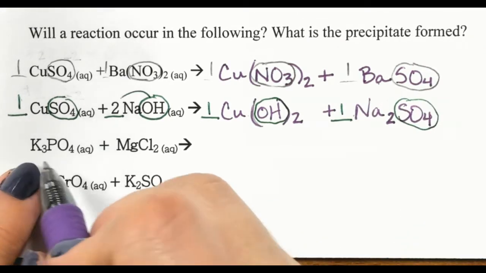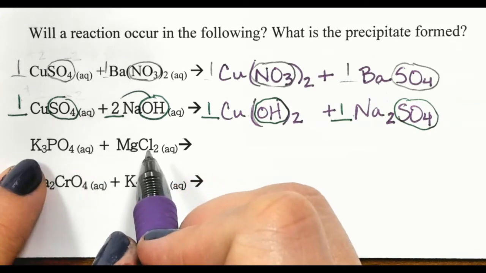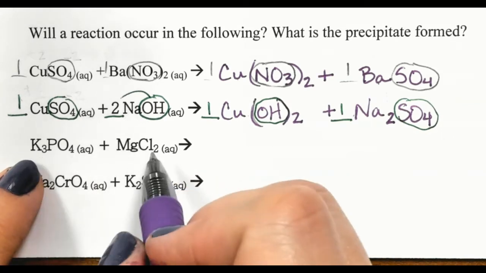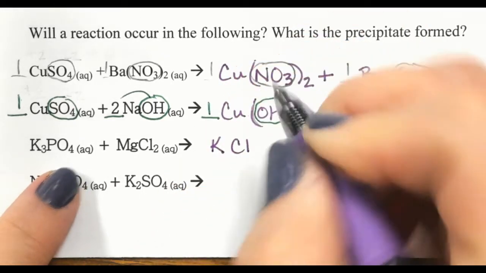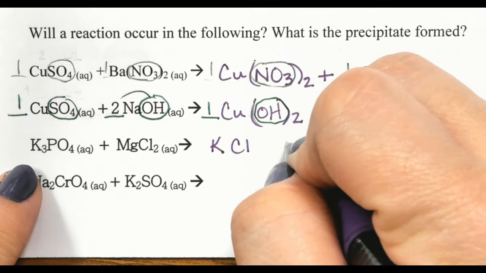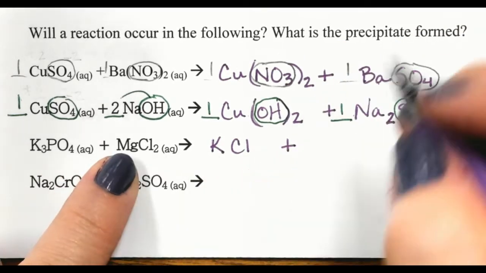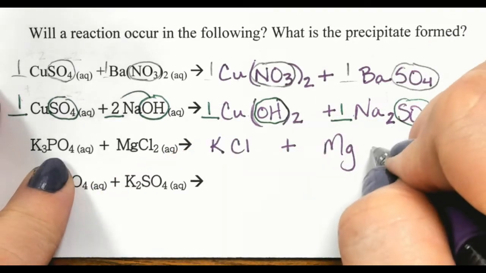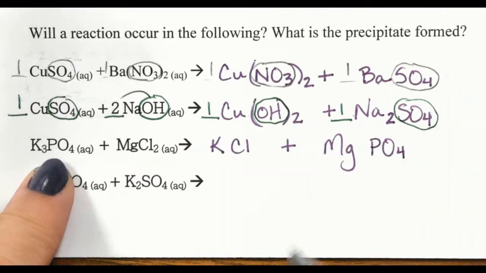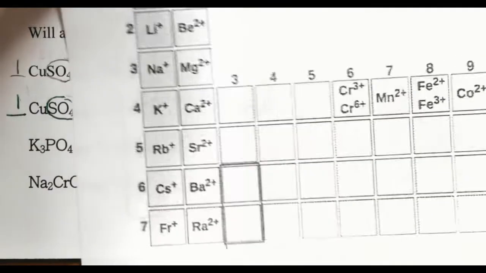Okay, the next one, we're going to put first with the last. Don't bring the 3, don't bring the 2, just put the elements. K, Cl, first, last. Separate them with a plus sign. Third and second. Third is Mg for magnesium, and second is PO4, that is phosphate. Now I need to balance the charges. Let's go find K and Cl.